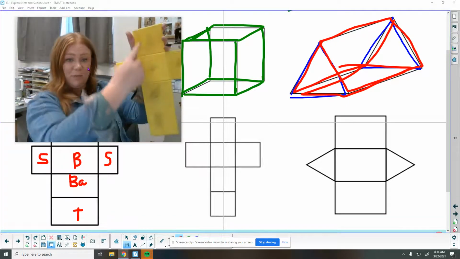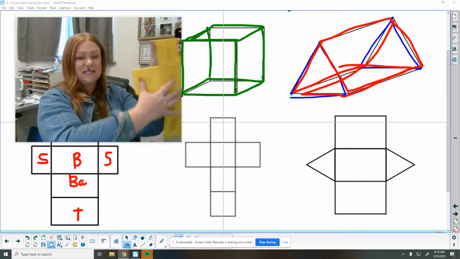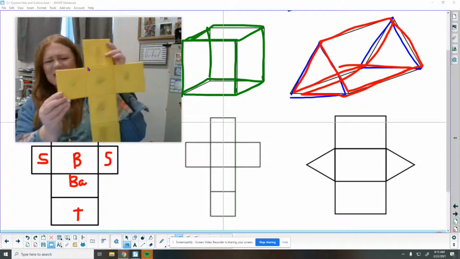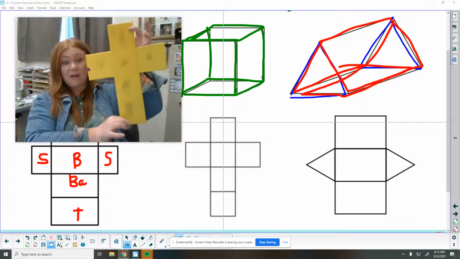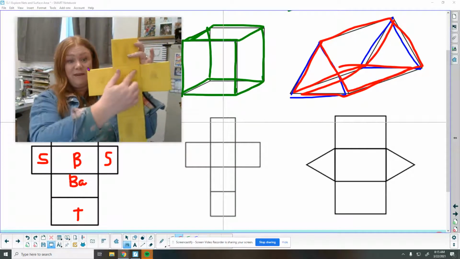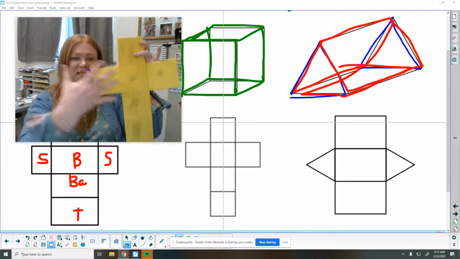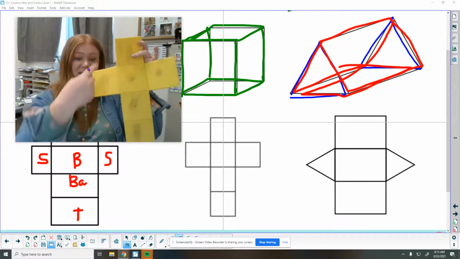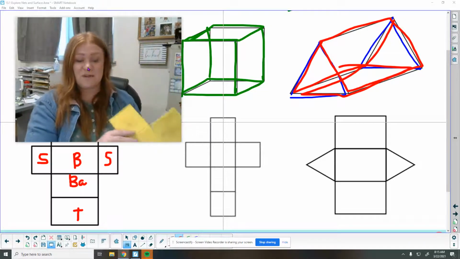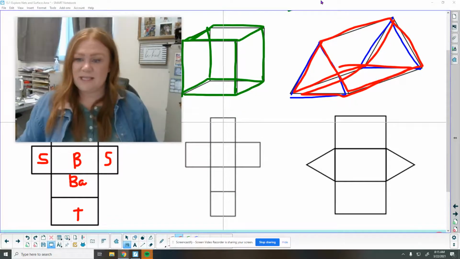It's made up of 1, 2, 3, 4, 5, 6. Sorry, wrong way, everything is backwards on here. So it's made up of 6 squares that are all exactly the same. So once I know one of them, I know all 6 of them. Once I find the area of this one, I just need to find 6 of those. So that makes a cube.